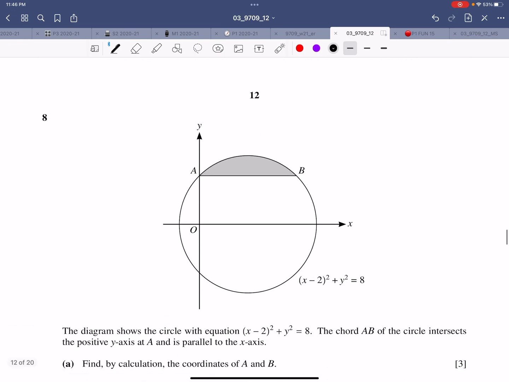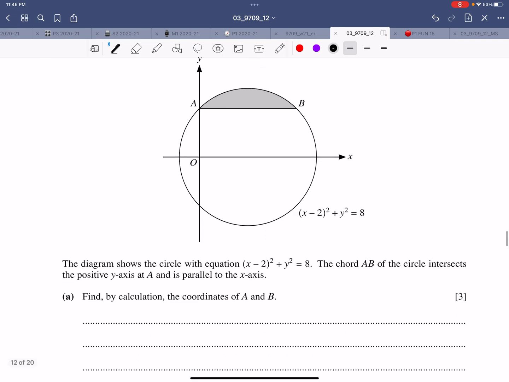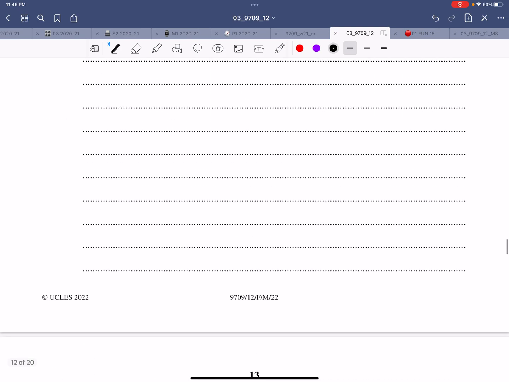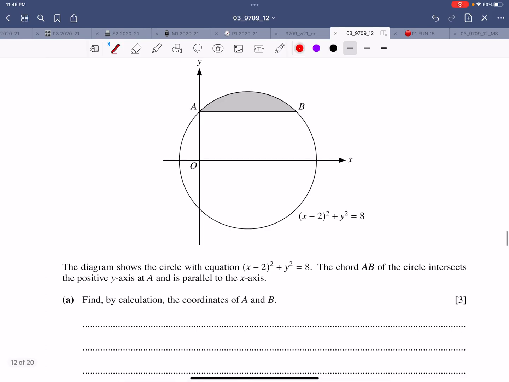Question number 8. Now another circle equation. I think the examiner is too obsessed with circle. But in reality, this is not about circle, this is about volume. So now this is just like a curve. It says find by calculation the coordinates of A and B. Now A is pretty obvious. So A is that when x is 0, the y value is what you are looking for. So minus 2 whole square plus y square is equal to 8. 4 plus y square is equal to 8. Therefore, y square is 4. Therefore, y is plus minus 2. And this is actually plus 2, and this one is minus 2. We are not interested in minus 2. So therefore, the coordinate of A is 0, 2.